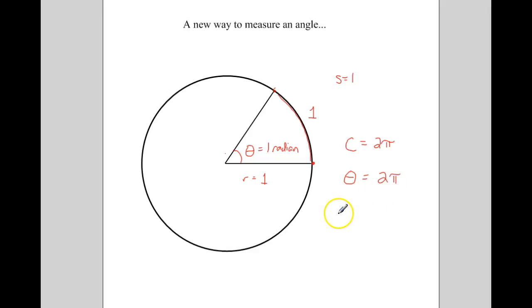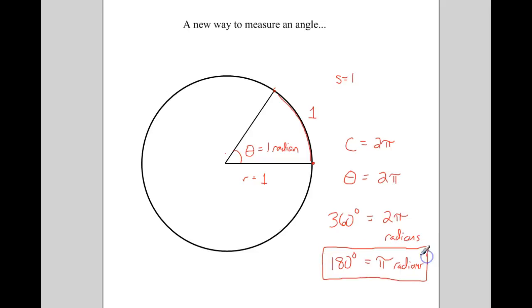So what does that mean? That means that 360 degrees is the same thing as 2 pi radians. Or you can clean it up a little bit more, divide both sides of this equation by 2, and you get 180 degrees, which would go from here all the way back over to here, but not all the way around. You'd be on the opposite side of the circle. And if I divide this by 2, I just get pi radians. So there's the identity that we use a lot to convert between these two angle measures: 180 degrees is pi radians.